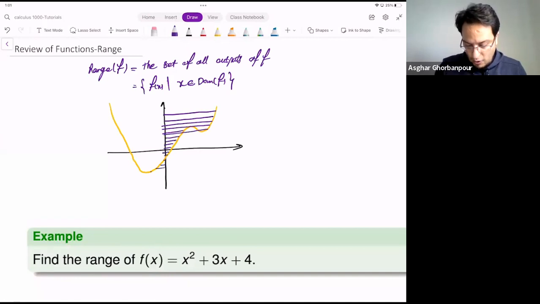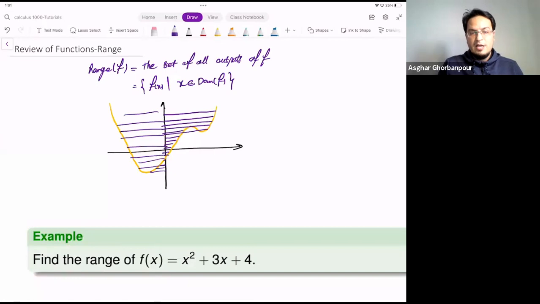And as you see, all these guys are in the range. But this horizontal line does not intersect with the graph. So that means that this is not in the range. That simply means that the range of this function is all the values bigger than this line here.